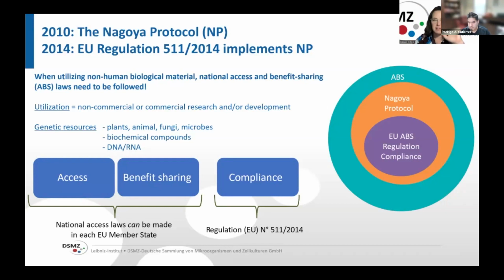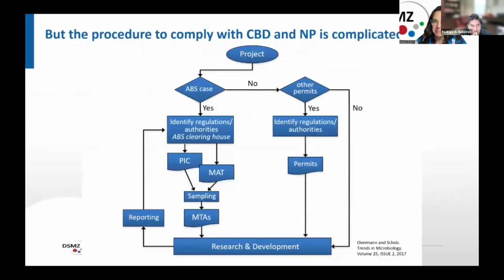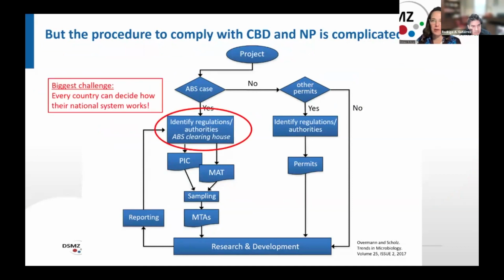In a nutshell, this is an area that I could spend literally hours talking about, and I will spare you that today, but if you have questions on this, I'm happy to take them later. The problem for many in research with the Nagoya Protocol is that the procedure to comply with these principles is very difficult. And we came up with this flow chart in a publication a number of years ago now, and sort of pointed out that this is really where the crux of the matter is.